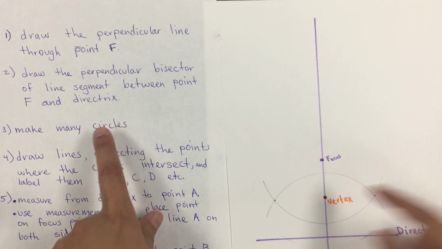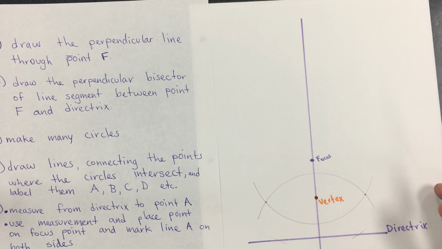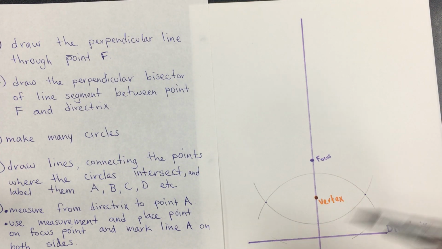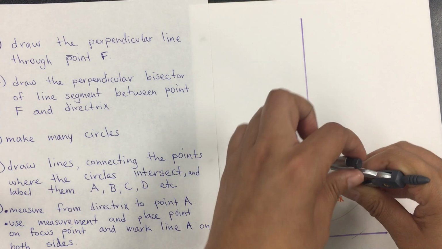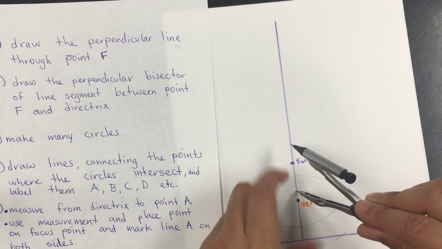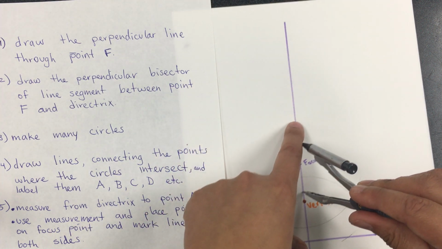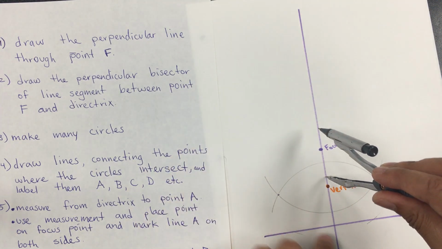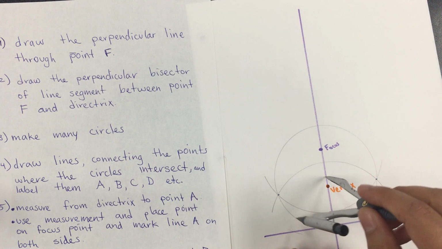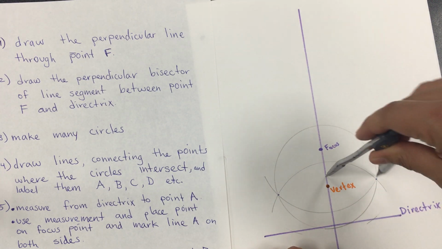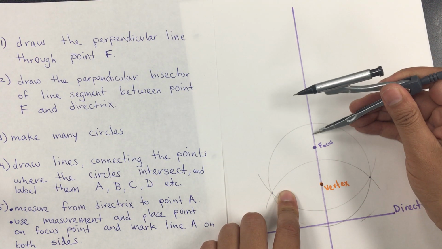Then you're going to create many circles. There are other videos that show slightly different steps, but with the help of one of my students, I noticed that this was possible. So you're just going to open the compass to whatever, it doesn't really matter, and you're going to create circles with the center on the line that we created here, this line. Do as many circles as you can, and they can be the same size or different sizes, it doesn't matter. I'm just going to create another one in here. Oops, make sure that you don't lift.